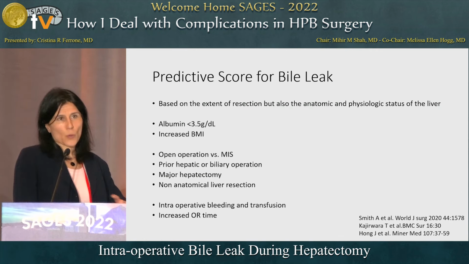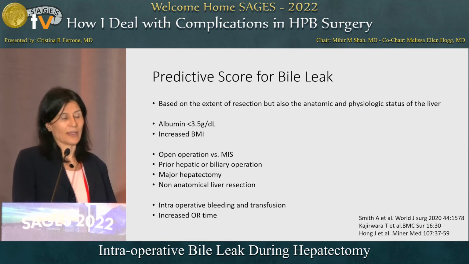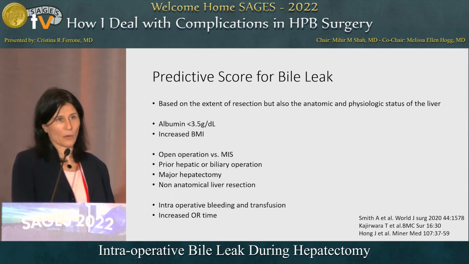And some of the risk factors, people have tried to come up with risk scores as to whether or not you're going to end up with a postoperative bile leak, but I think the reality is that there are a lot of factors that come into play. And some of that is the actual health of the patient and the health of the liver. And so these are some of the factors that have come up in multiple studies as risk factors for having a bile leak, including poor nutrition, an increased BMI with steatosis and steatohepatitis, an open versus an MIS approach, prior hepatic or biliary resection.